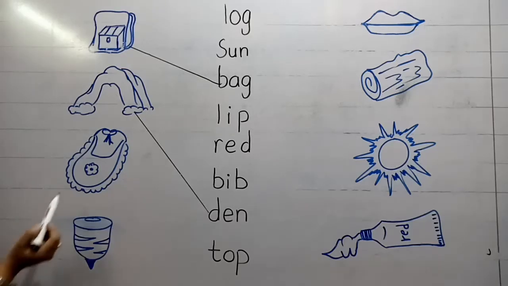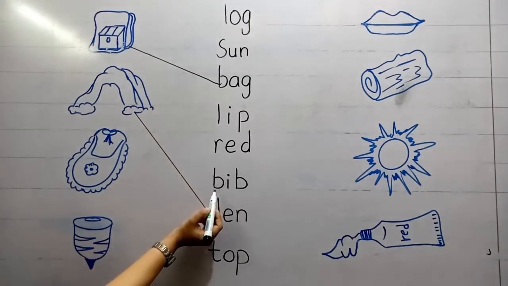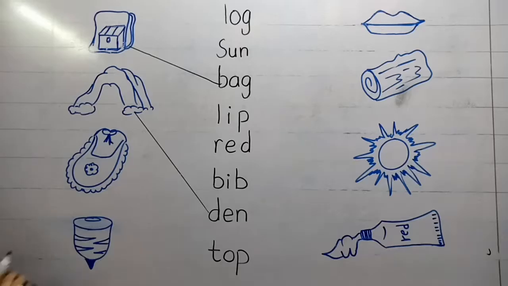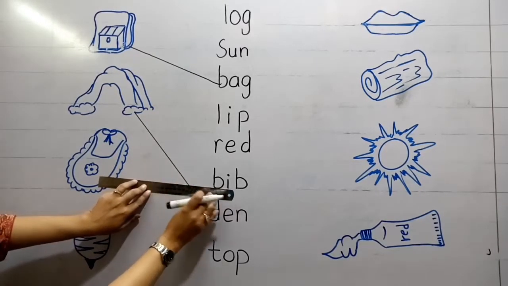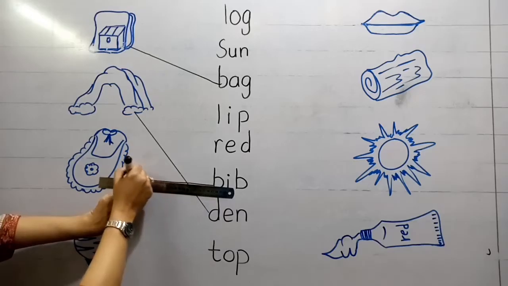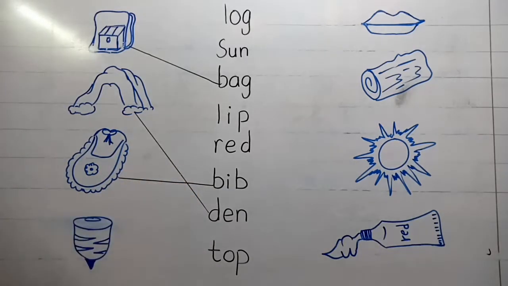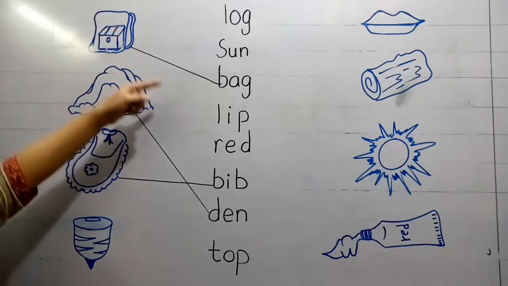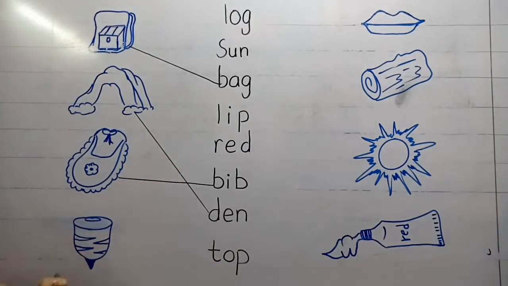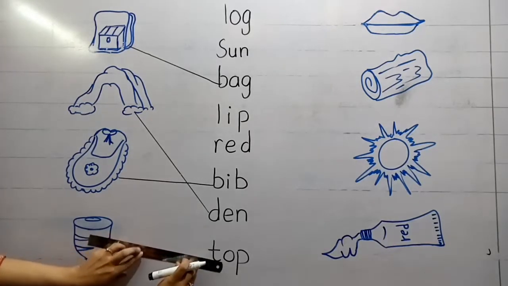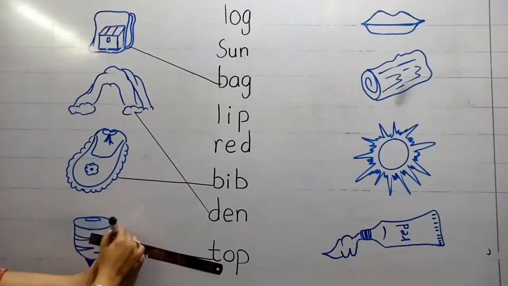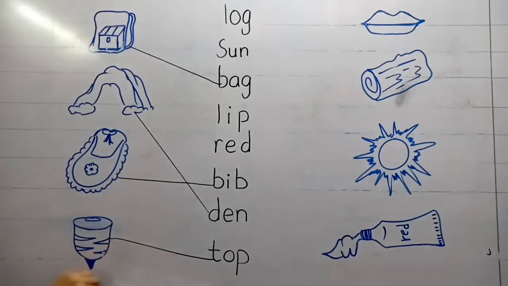Next picture, what is this? This is a bib. Spelling of bib: start from b, sound b. B-i-b, bib. And here is top. T-o-p, top. Where is top? Top is here. Match with the correct picture. Now come to the next column.